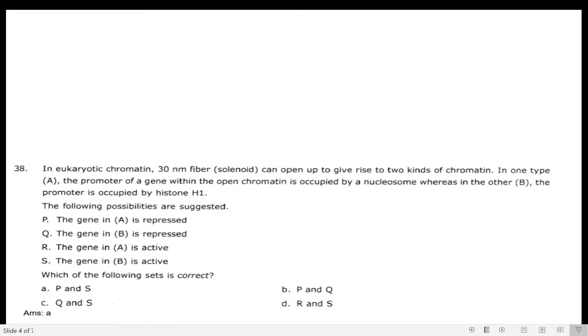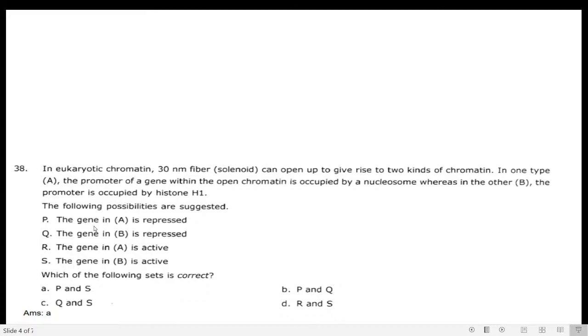And one more thing here is the eukaryotic chromatin that have in their mention, that is the fiber solenoid, can open up to give rise to two kinds of chromatin. In one type, A, that promotes a gene within an open chromatin is occupied by nucleosome, whereas in the other, B, it is packed with, that is occupied with histone H1. Here what they asked is, which of the following sets is correct?